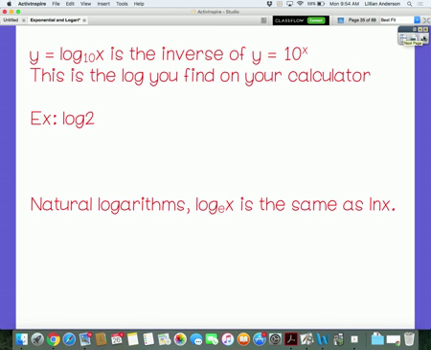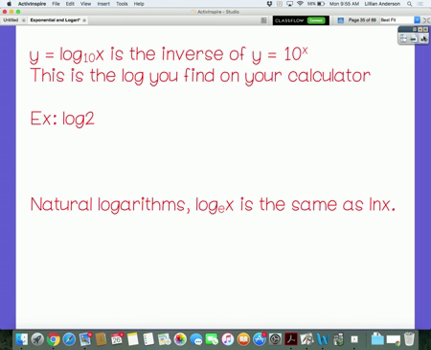Like you guys saw before, when you have a base of 10, the inverse of that is going to be 10 to the x in that particular case. This is the log that you find in your calculator, okay? It is called your common logarithm. When there is no base written, it's automatically assumed that it's a 10, and that's what you are able to use your calculator for, type it in, and get your answer, okay?